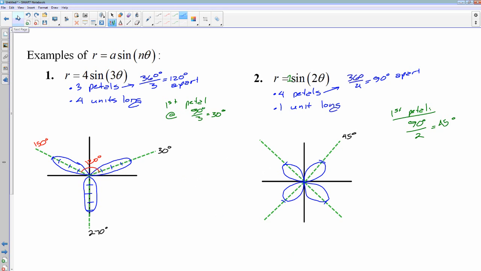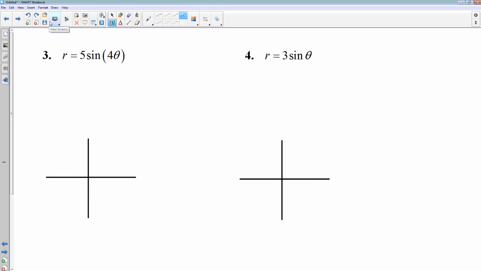All right, 2 more. 5 sine 4 theta. Geez, I did it again. Too many petals. All right, it's an even number, 4 theta. That means 8 petals. And 8 petals means they're going to be 45 degrees apart. You do 360 divided by 8. Let's see, they are 5 units long.